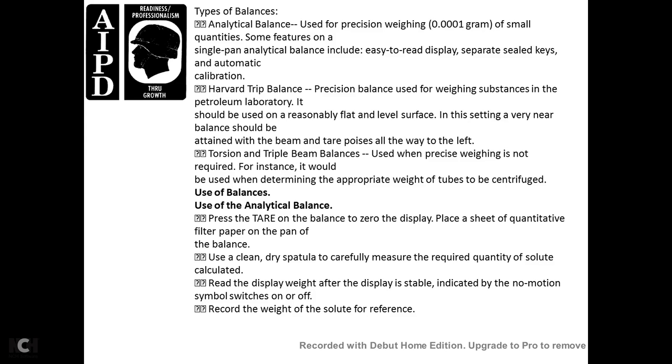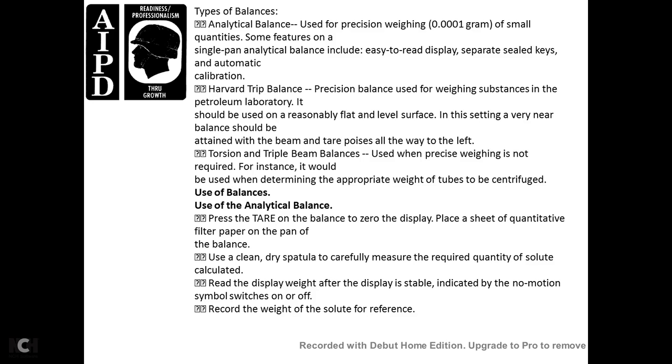The triple beam balance, a precision balance, is used for weighing substances in the petroleum laboratory. It should be placed on a flat and level surface. Balance should be attained with the beam and the tare or poise all the way to the left. Use the triple beam balance when precise weighing is not required, for instance to determine the appropriate weight of tubes in a centrifuge.